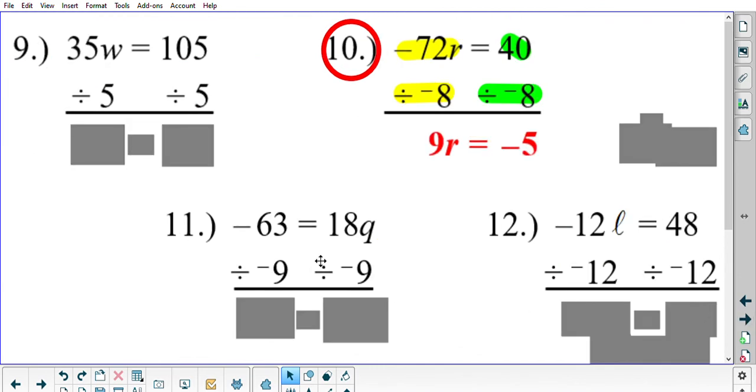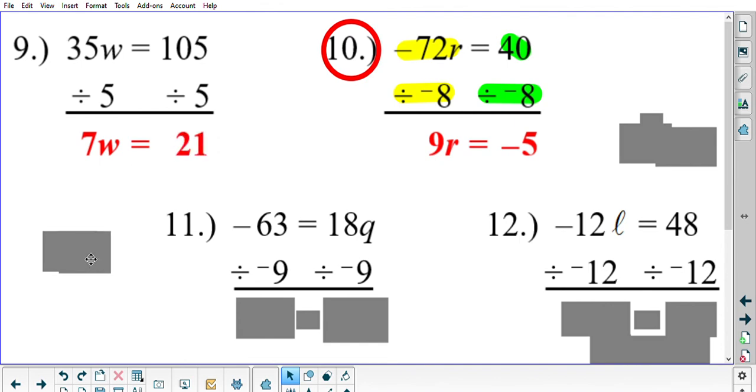All right, moving on. Problem number 9. There is no subtraction on 9, 11, or 12. These are multiplication and division problems. So find the equal sign, bring it straight down. Left-hand side, 35W divided by 5. 35 divided by 5 is 7. And then keep the W on it. Please check. Make sure you have the W still there. 105 divided by 5 is 21.